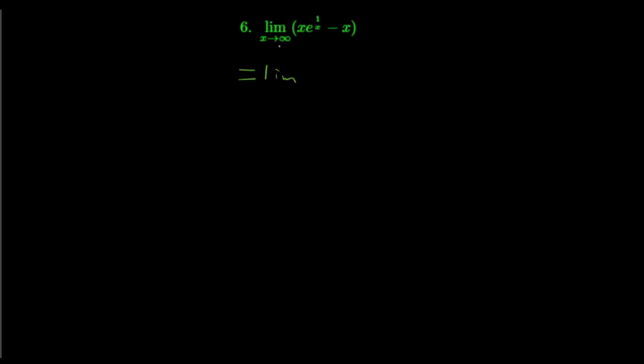Now the limit as x approaches infinity. We want to convert the limit to the limit of a quotient. We take out a common factor of x first, right? And then e to the power of 1 over x minus 1. All of you know what's going on here. Now we want to convert the thing to a quotient. How do we convert it to a quotient?